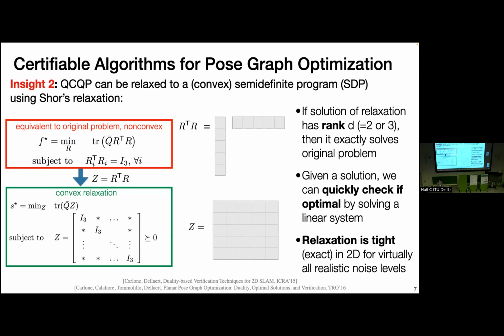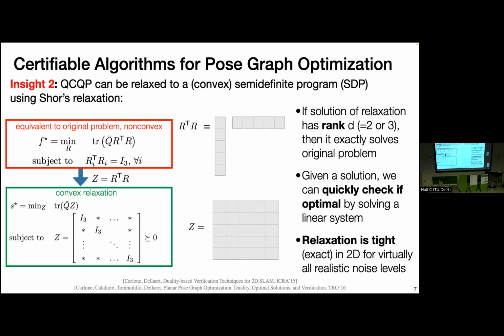The second observation is that with this insight, you can prove that given a solution, it is very fast and very easy to check if that solution is optimal. What you have to do is just solve a linear system to check if the solution is optimal or not, which is something that you can do at a negligible cost. It's a sparse linear system.